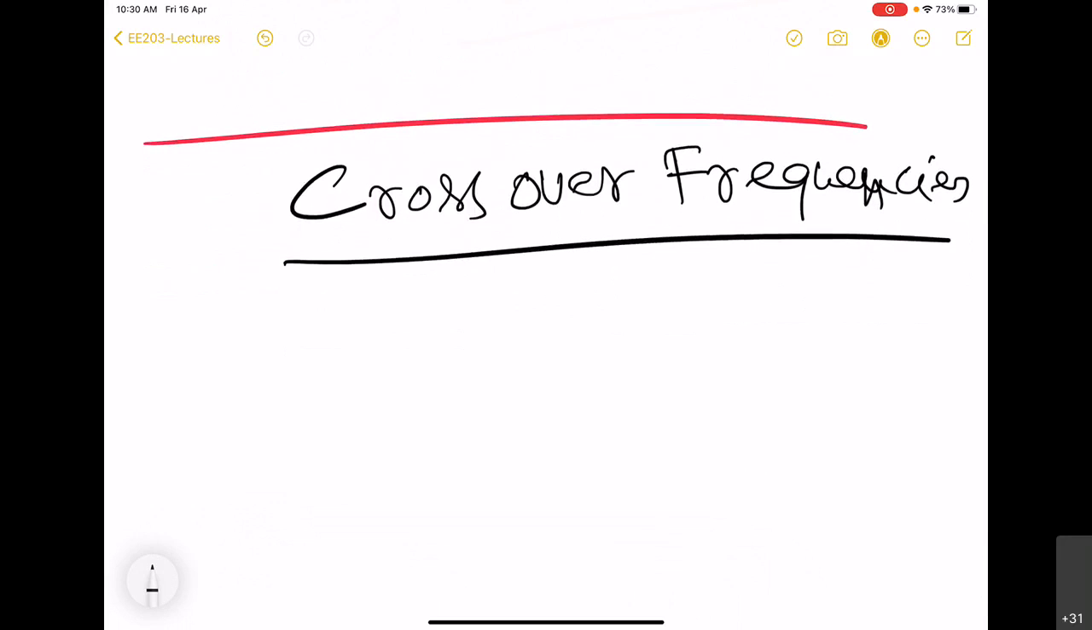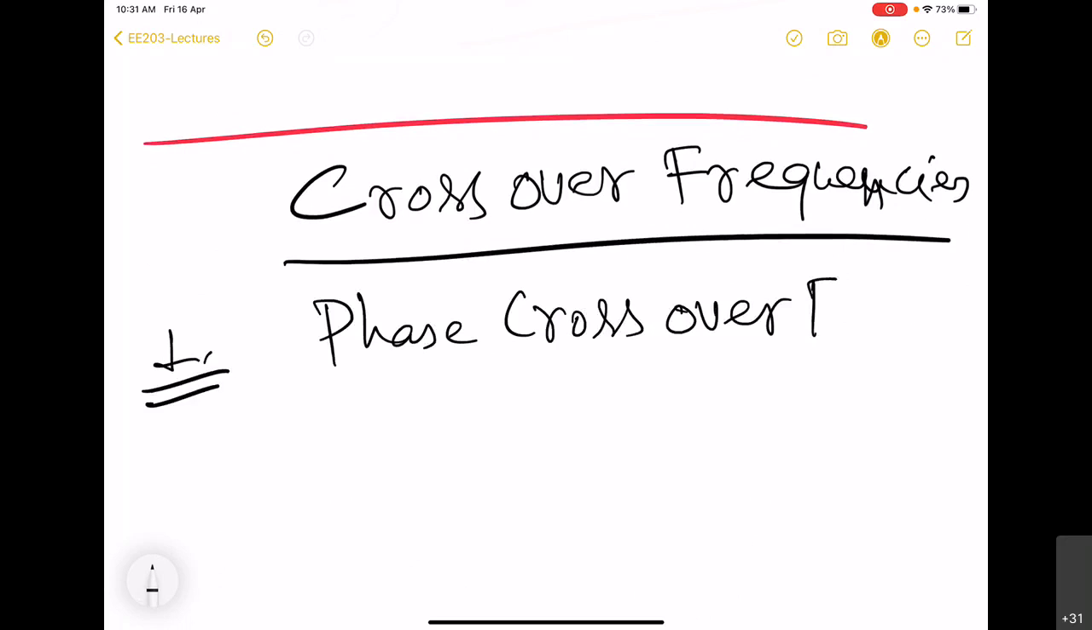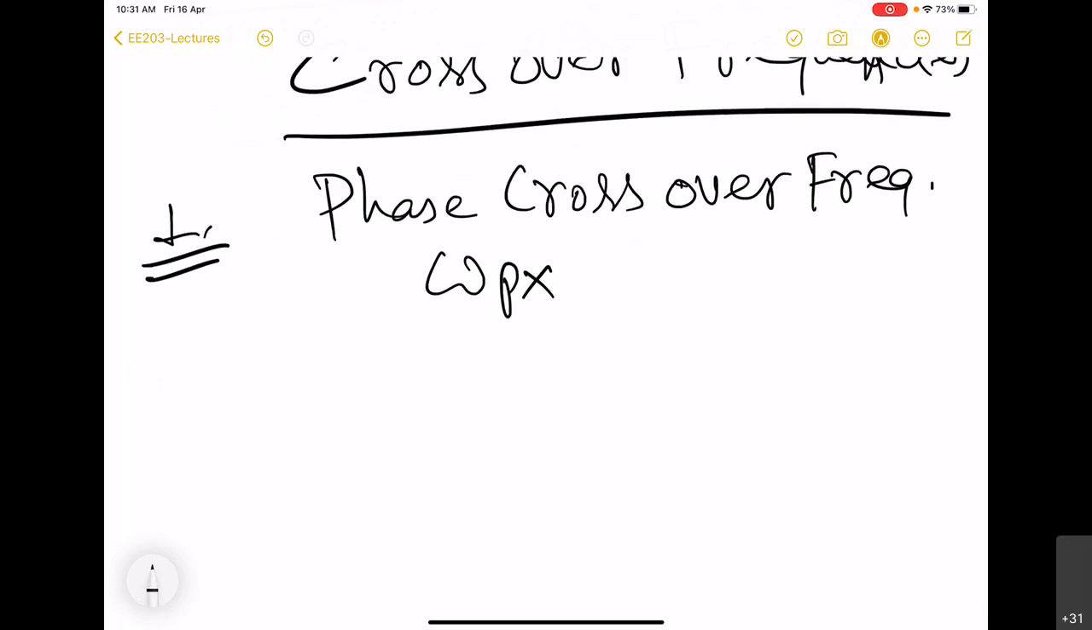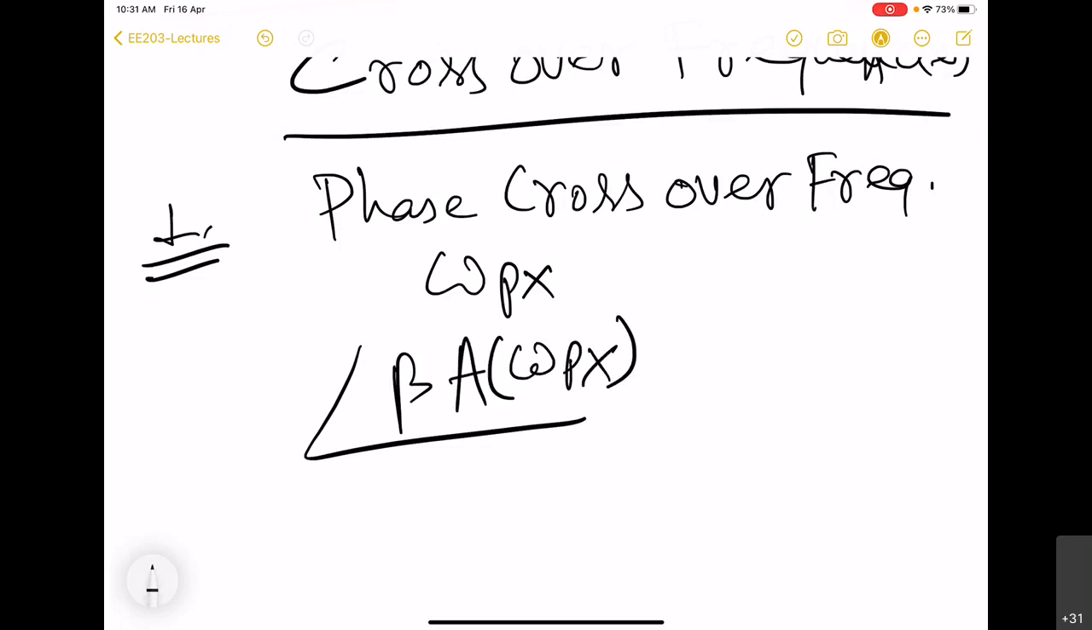So under this frequency, there are two different types of frequency. One frequency is called phase crossover frequency, denoted as omega px, and the definition of this frequency is that it is a frequency at which the loop gain phase will be equal to minus 180 degree, or even plus also.